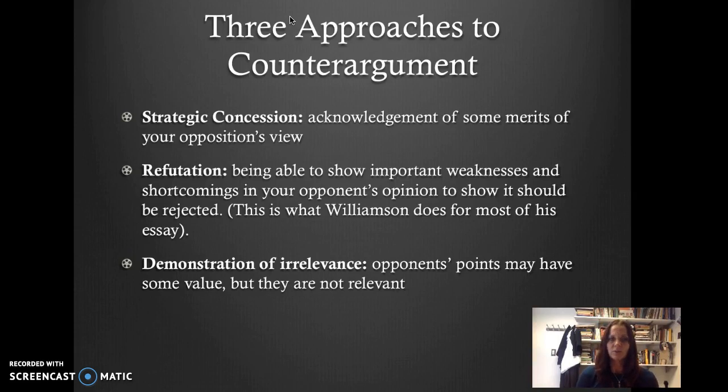So counter-argument, there are three types. Concession is strategically given. It doesn't give up your whole view, but shows that you understand the opposition, and you point that out. Williamson does this in his essay. He says, this is what Coates does for us. He does these good things, and he's right about these things. But then he also refutes. So he creates his counter-argument about the way in which Coates does this and the premise. He says he does a lot of good work, but he doesn't build a case. That's his criticism. And then the demonstration of irrelevance: is there anything that the opposition gives that's irrelevant?